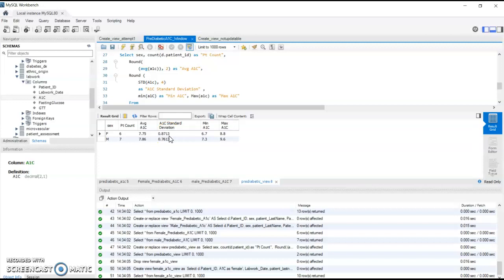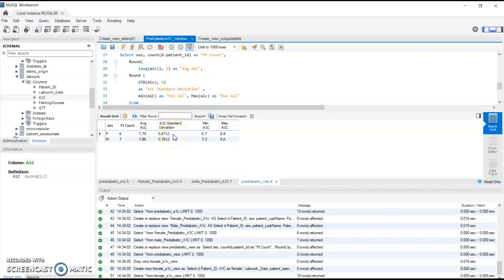Because I eliminated those who have an A1C in the quote-unquote normal range, my count is obviously much lower. I have 6 females and 7 males for a total of 13 patients. The average A1C and minimum A1C is much higher than in the previous query because I've eliminated those other 4 females and 3 males with those low values in the normal range. The standard deviation, again, is much smaller for both males and females, getting rid of those outliers on that low side.